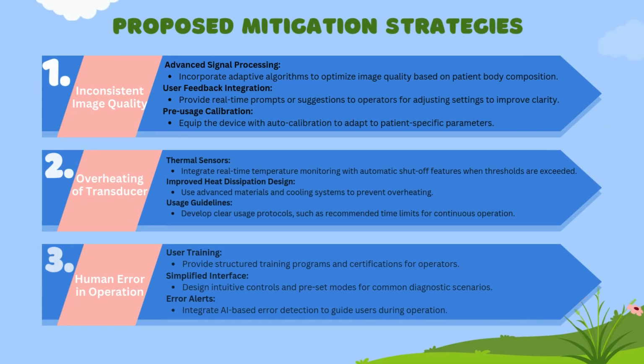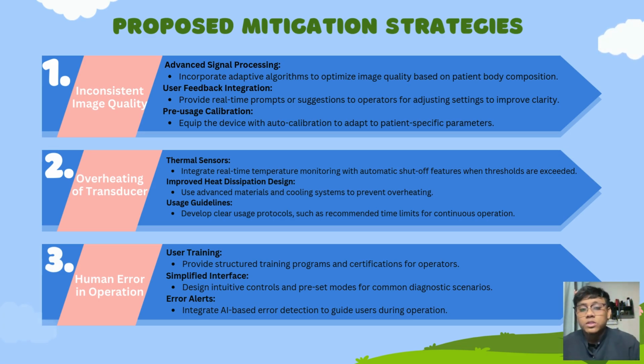For the proposed mitigation strategies, first we have inconsistent image quality. So we need advanced signal processing: incorporate adaptive algorithms to optimize image quality based on patient body composition. Next, user feedback integration: provide real-time prompts or suggestions to operators for adjusting settings to improve clarity. Next, pre-usage calibration: equip the device with auto calibration to adapt to patient-specific parameters.